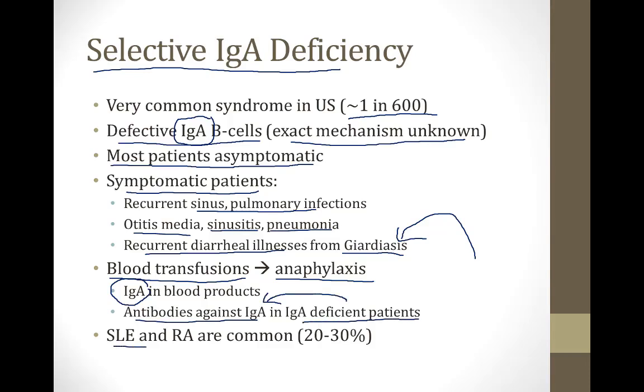And then finally, lupus and rheumatoid arthritis are very common in people with an IgA deficiency. About a quarter of patients will develop one of these conditions. The mechanism for this association is not known.